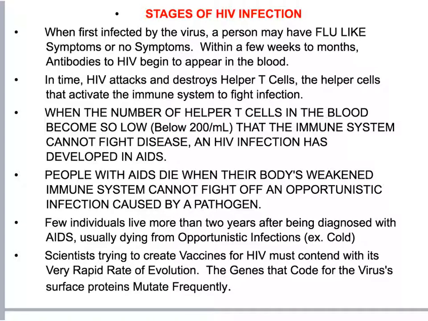People with AIDS die when their body's weakened immune system cannot fight off an opportunistic infection by a pathogen. Once a person has full-blown AIDS, they usually die within a few years from opportunistic infections. Scientists are trying to create vaccines for HIV, but must contend with a very rapid rate of evolution once inside the human body. Genes that code for the virus's surface proteins mutate frequently.